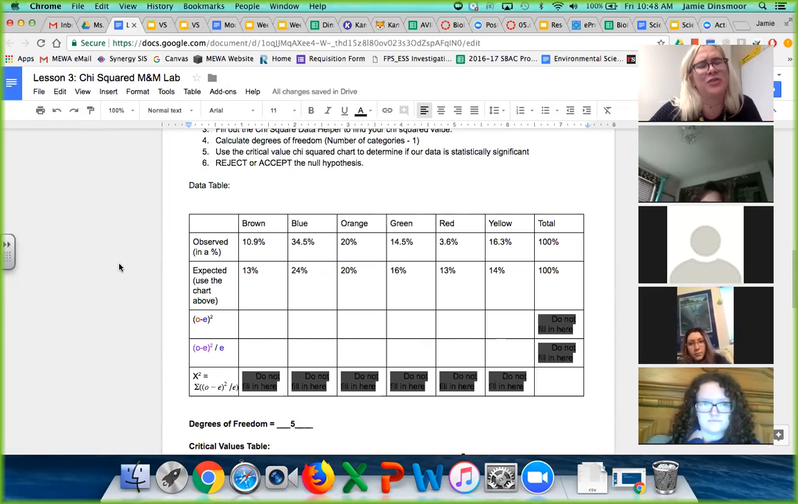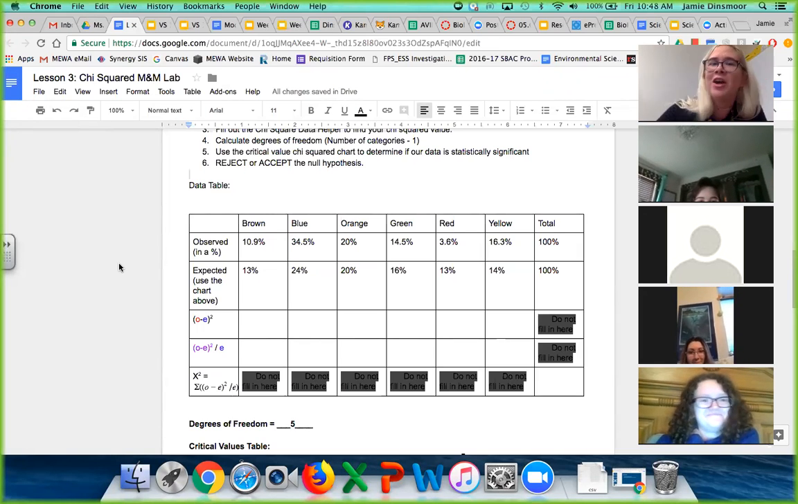Skittles, we will do a lab with Skittles. There are a lot of candy labs this semester. That's what happens when I make the class. I put candy labs in.